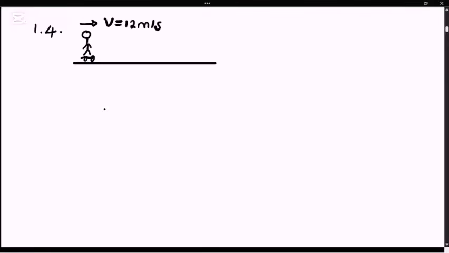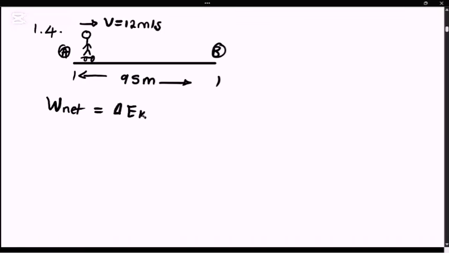So firstly, I will draw the scenario. Then I observe that the skater is doing work when moving from point A to point B. And I know that work net is given by the change in kinetic energy, meaning kinetic energy final minus kinetic energy initial. And again, kinetic energy is equal to 1/2 mv squared. So I will have 1/2 m v final squared minus 1/2 m v initial squared.